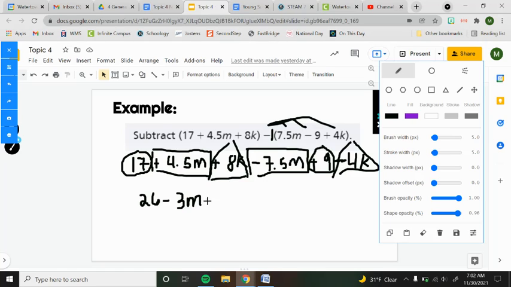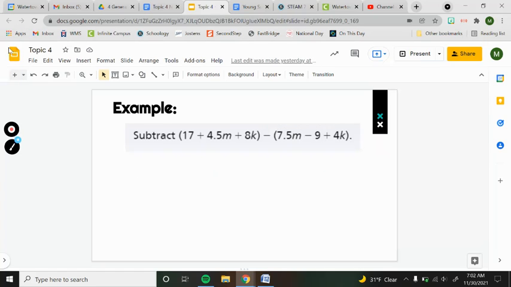8k minus 4k is just going to be positive 4k. So our simplified expression, our answer here, would be 26 minus 3m plus 4k. All right.